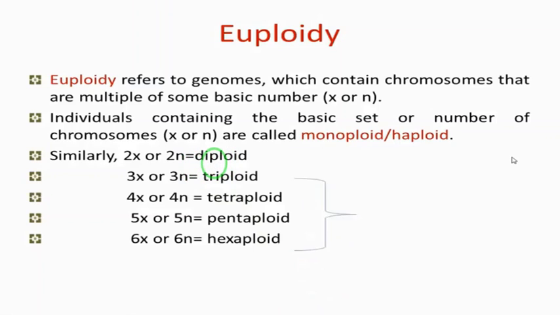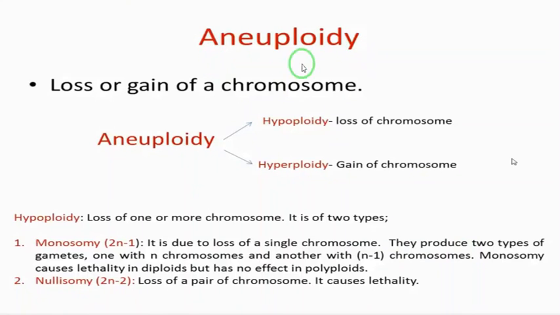But this 2n is common, that is normal. Diploid condition is normal in all organisms. The remaining ones are known as polyploids. Aneuploidy means loss or gain of a chromosome. Sometimes there may be addition of a chromosome, sometimes deletion of a chromosome.